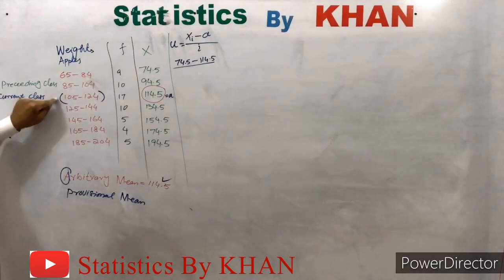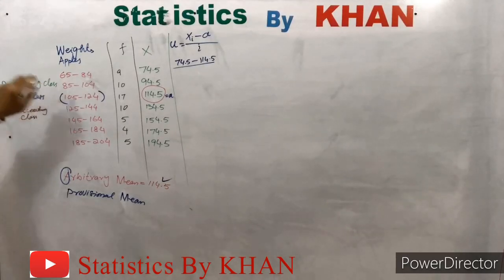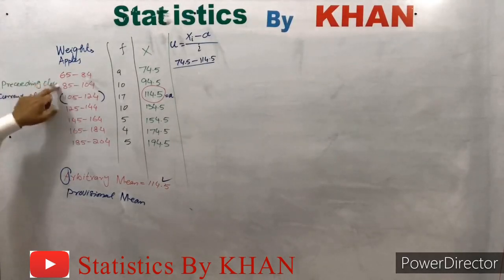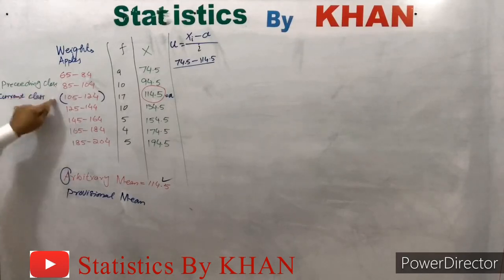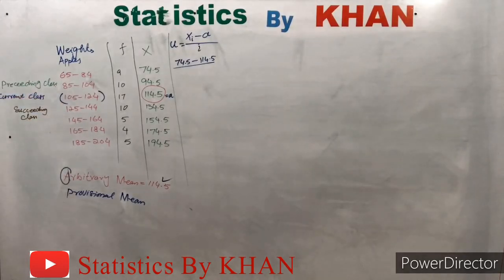This is succeeding for this class, and this is succeeding for this class. Similarly, this is preceding for this class, and this is preceding for this class. So subtract the preceding class lower limit from the succeeding class lower limit, or subtract the upper limit of the preceding class from the upper limit of the succeeding class. So you will get the class interval.